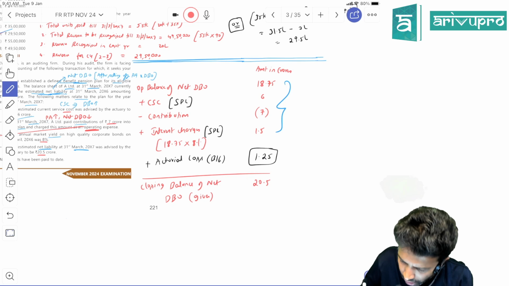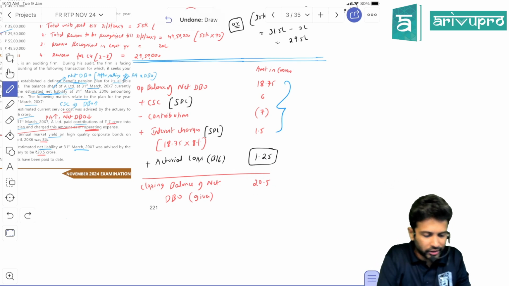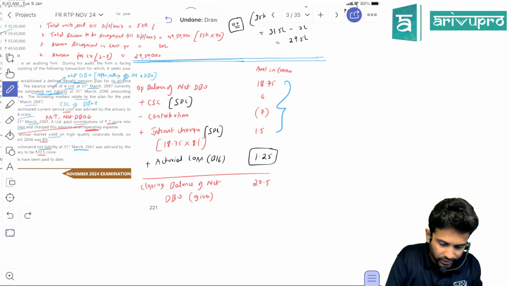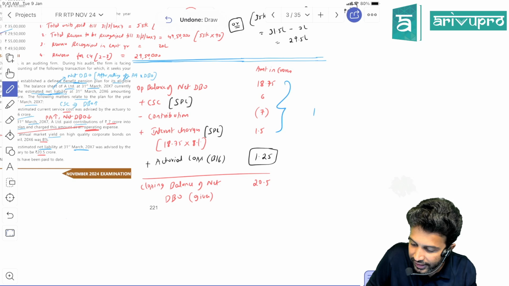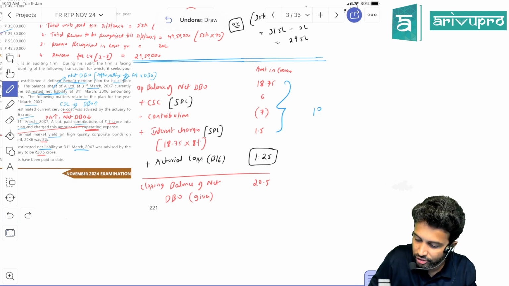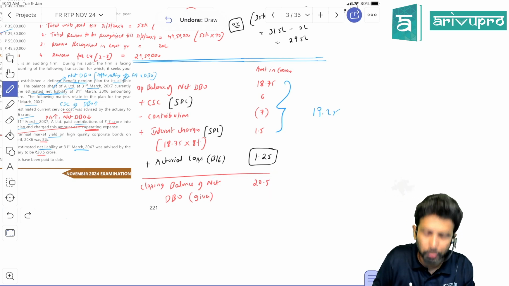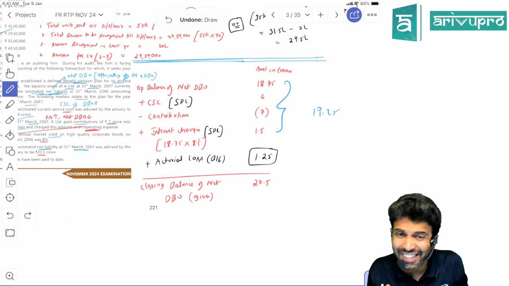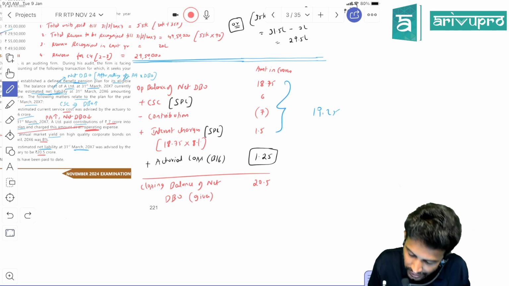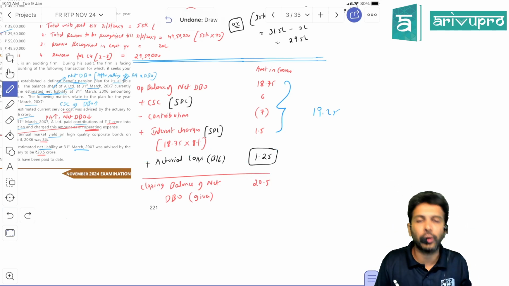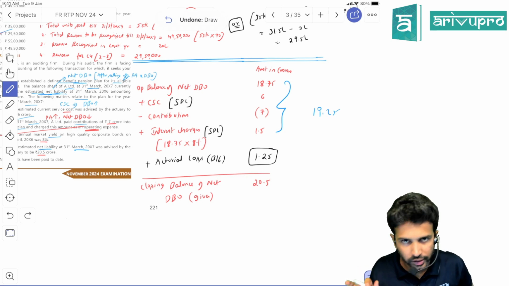So if you calculate all this and compare with this, okay, 18.75 plus 6 minus 7 plus 1.5, adding all this, you should have got 19.25. But your actual liability is not 19.25, it is 20.5. So liability balance has increased. Liability increasing means it is an actuarial loss. So actuarial loss, which is arrived at as a balancing figure, is 1.25 crores. Like this. Okay?